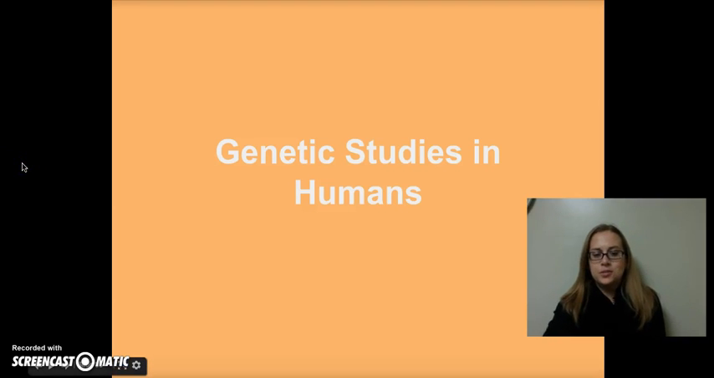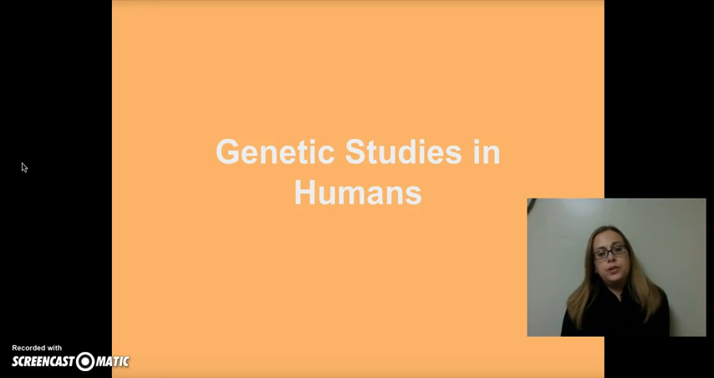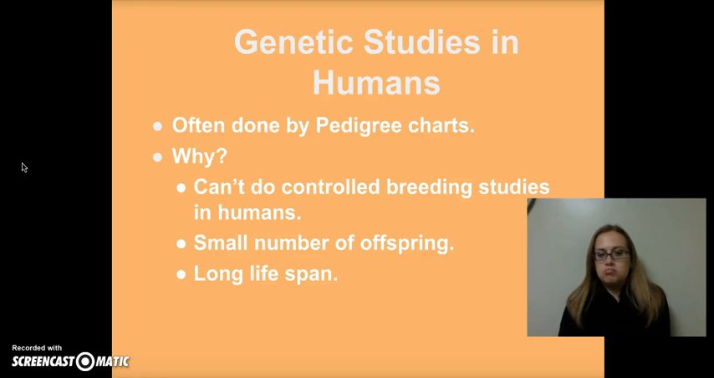Hey guys, so today we are moving on and we're going to be looking at genetics in humans. So genetic studies in humans are kind of hard to do. So we often use what are called pedigree charts.